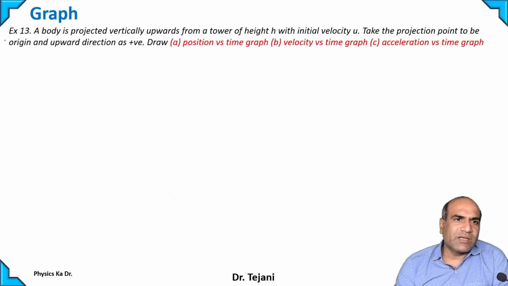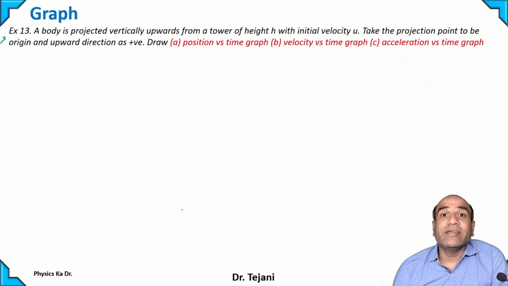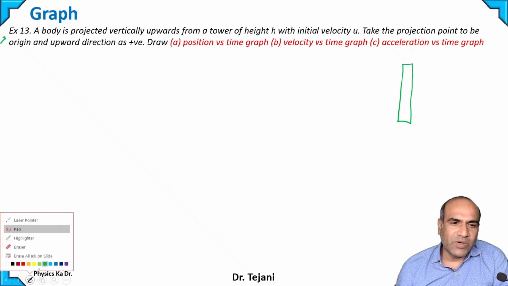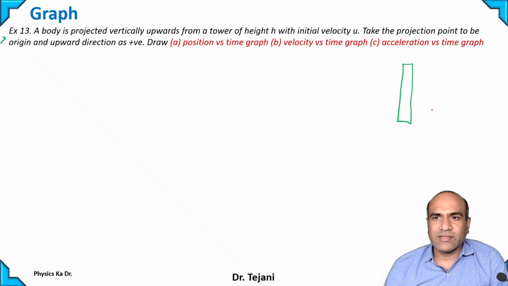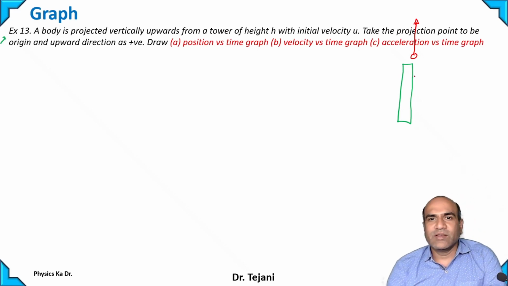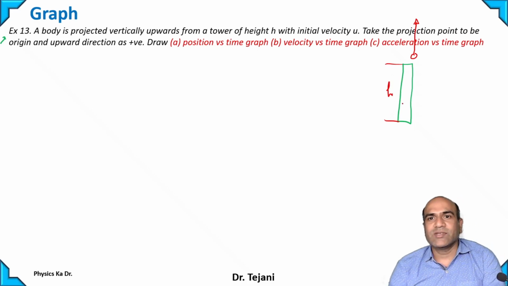Let's go to example number 13. A body is projected vertically upward from a tower. Let's make a tower here. Let's have another color for the body. The body is projected vertically upward, which means it is moving in the upward direction. Upward is positive, right? And the tower height is given as h.